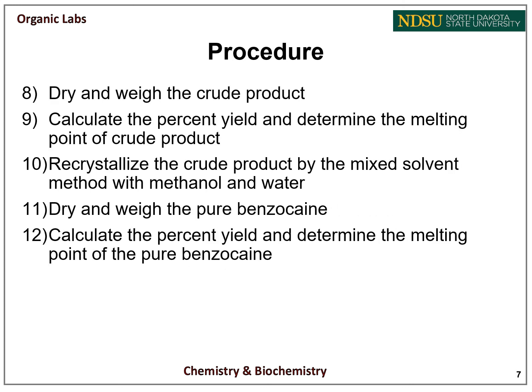Next, dry and weigh the crude product. Calculate the percent yield and determine the melting point of the crude product. Then recrystallize the crude product by the mixed solvent method with methanol and water. Then dry and weigh the pure benzocaine and calculate the percent yield and determine the melting point of the pure benzocaine.